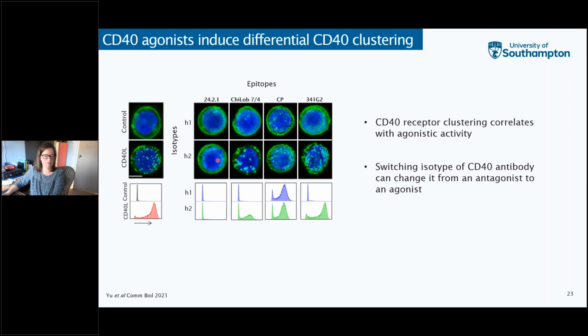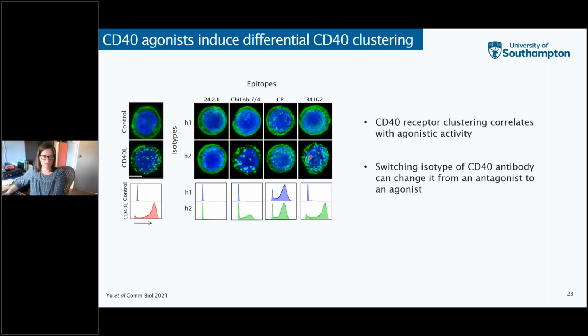So just in this panel here, we have an antagonistic antibody, 24.2.1, and it shows no clustering and no agonistic activity with either isotype. And the agonistic antibody CP shows these small distinct clusters with both isotypes, and also the upregulation of CD23 with both isotypes. Whereas Chi Lob 7/4 and 341G2 don't show any clusters or agonistic activity with the H1 isotype, but they do with H2.